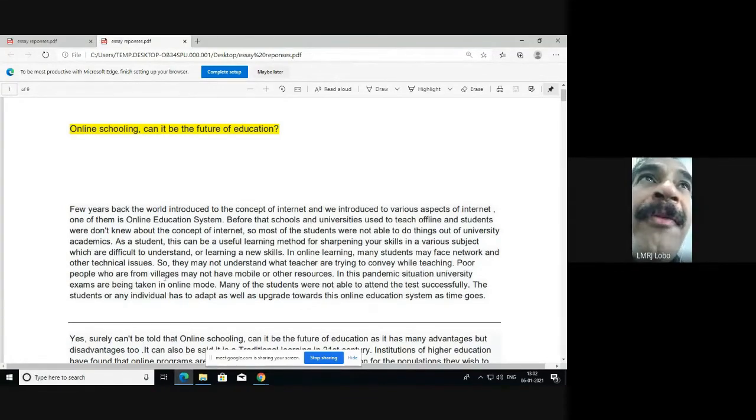"Poor people who are from villages may not have mobiles or other resources." Okay? Poor people, comma, who are from various villages, or who are from a rural background, may not have mobiles or other resources to have an online transaction. "In this pandemic situation, university exams are being taken in the online mode." Okay, the present situation shows us that university exams are conducted in the online mode.